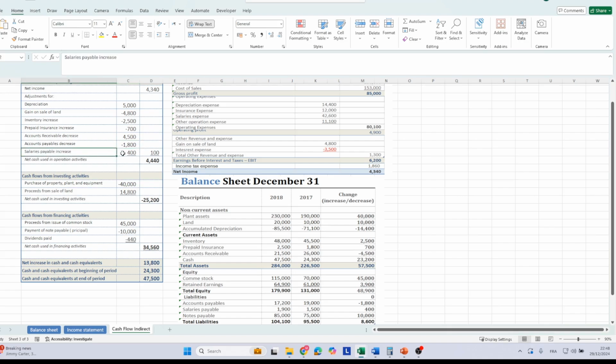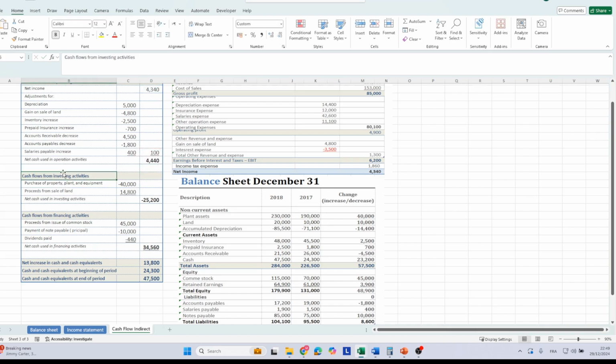Salary payable increased by 400. You can find it here, and we add it to the total. Then we get the total of all the adjustments for operations, for the amount of 100. Then we have net cash used in operational activity, which is 4,440, the addition of net income plus the total adjustment for non-cash items and net changes in working capital.